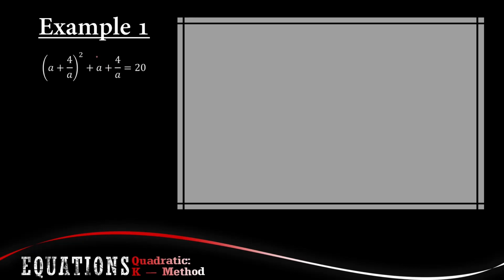In this case, if we just inspect this, we can see this a plus 4 over a is there, and then it's again here, a plus 4 over a. So what we can do is take this complicated thing and just replace it with a variable, and we normally call that variable k. So wherever I see that, I'm just going to replace it.